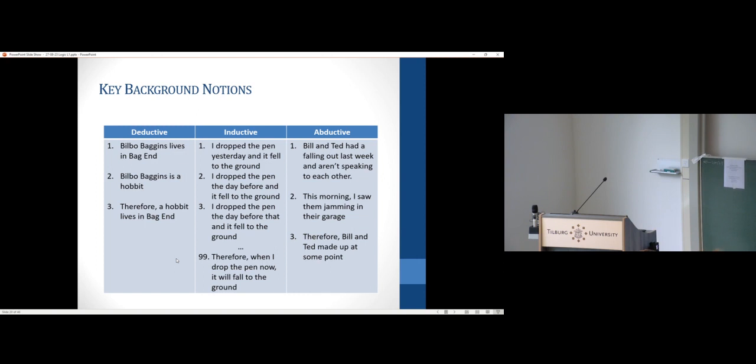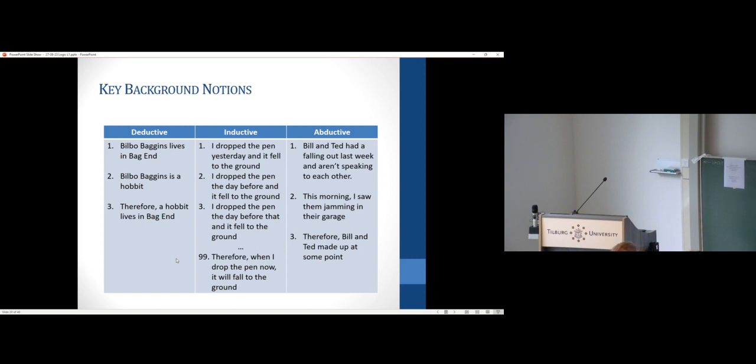Admittedly, things would be weird, right? But that's a possibility. How about this one? Valid, invalid? It's valid, right? There's no way for 1 and 2 to be true and 3 to be false.